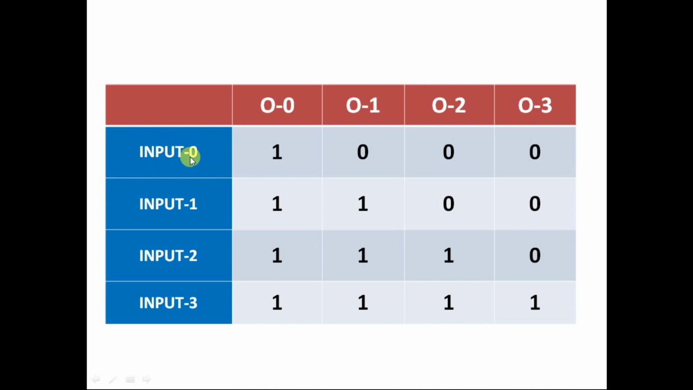So when you are pressing push button 0, which output should be high? The output number 0 should be high. So what will be the condition? The output number 0 will be high and all the remaining outputs should be low. Similarly, when you are pressing input number 1, that is push button 1, then output number 0 will also be high and output number 1 will also be high, and the remaining two outputs will be low.